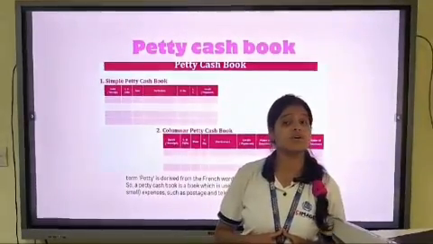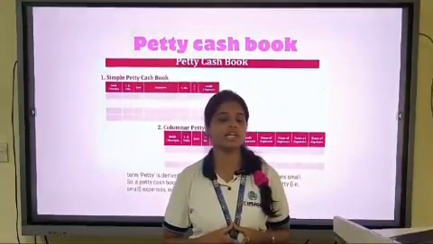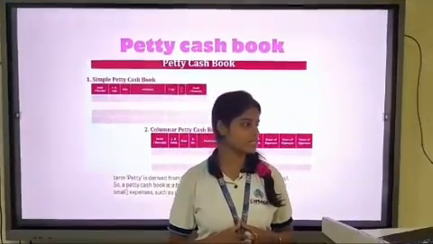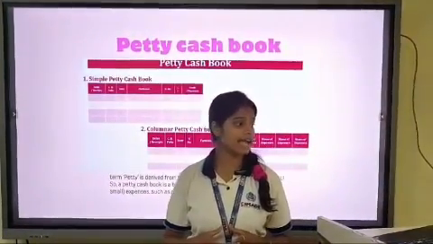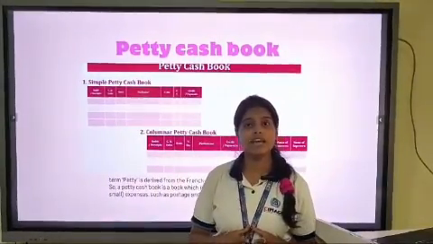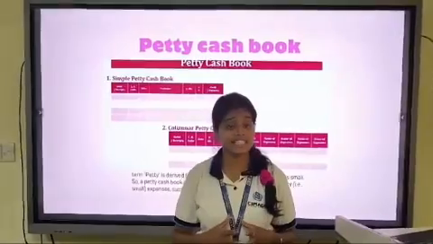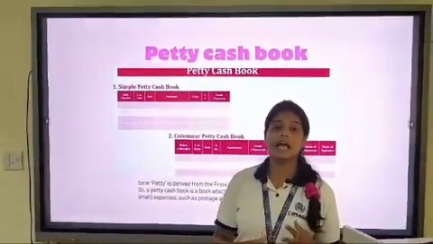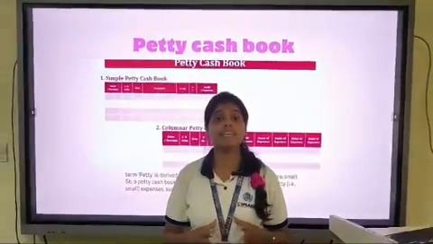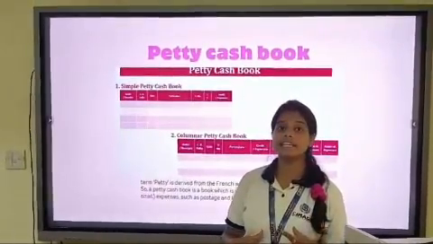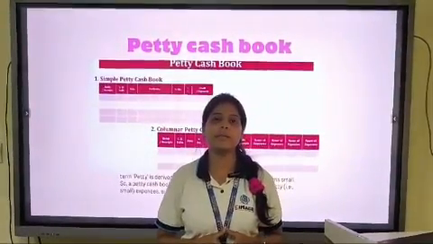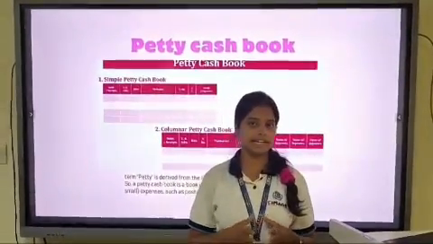The petty cash book records payments related to postage, telegrams, and stationery. Petty cash books are of two types: the simple petty cash book and the columnar petty cash book. If we receive cash from the cashier, we enter the record on the debit side, and when we pay cash, we record it on the credit side.